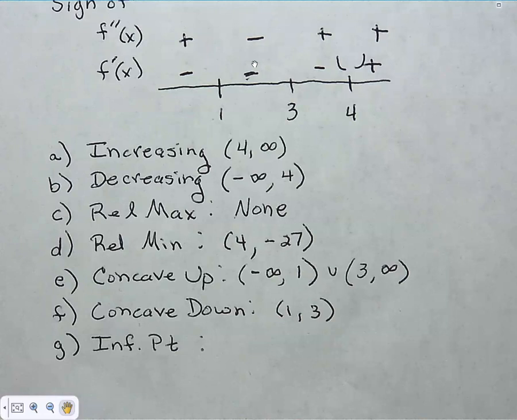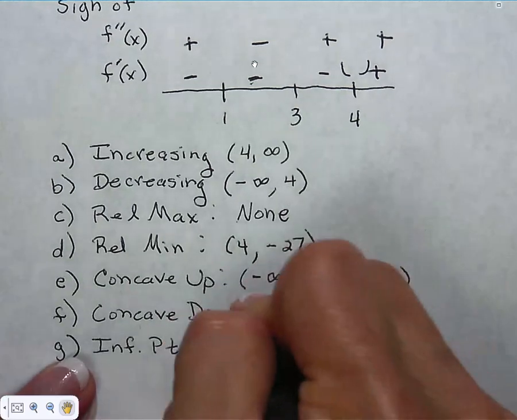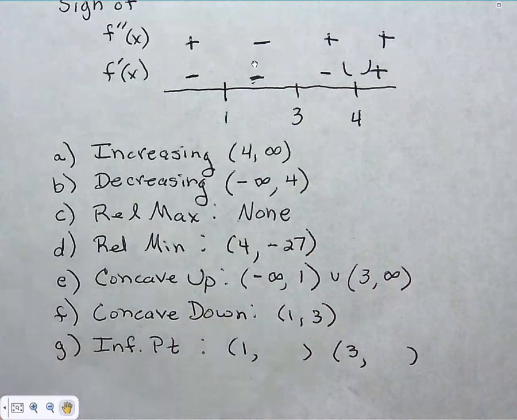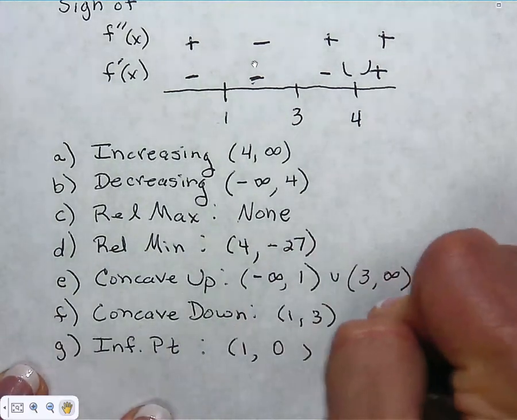Is there an inflection point? How would I locate an inflection point by looking at that sign chart? Where the concavity changes in either direction. So the concavity changes at 1 and the concavity changes at 3. There are 2 inflection points. I would have to get the y values for them, but I have done that already. And what did I get? 1, 0, and 3, negative 16.